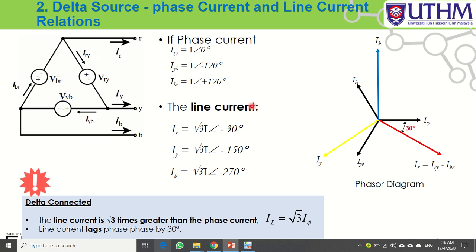Lags means mengekor, following behind. We can clearly see this from the phasor diagram. Let's say we have a phase current. This is a phase current.